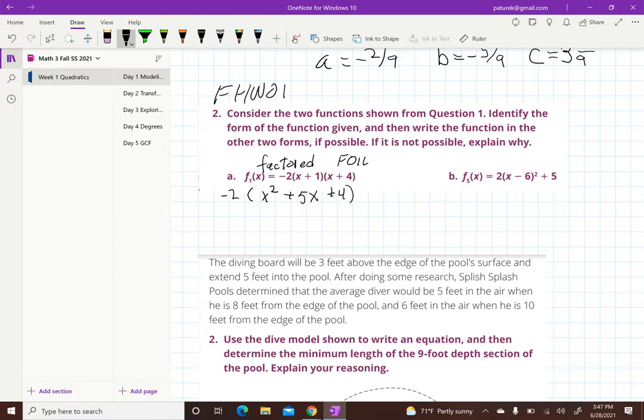Next step is I multiply through by -2. So I have -2x squared minus 10x minus 2. And now I've put it into standard form.